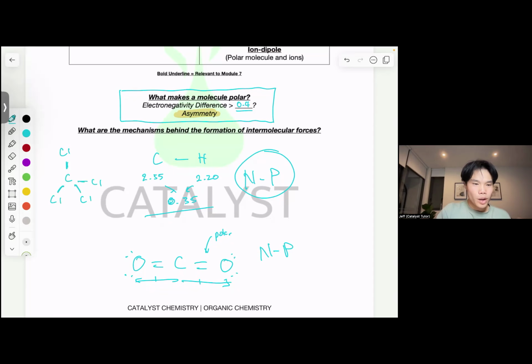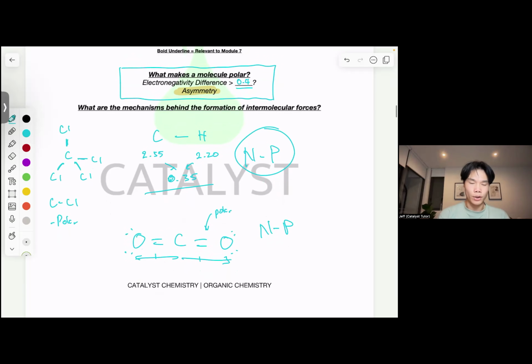But it has polar bonds. Why is it not polar? It is symmetrical. Even though you have C-Cl, which is polar, rotationally this molecule is symmetrical, all the dipoles will cancel themselves out, and it results in no polarity observed on these bonds.